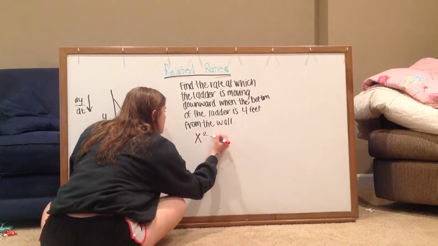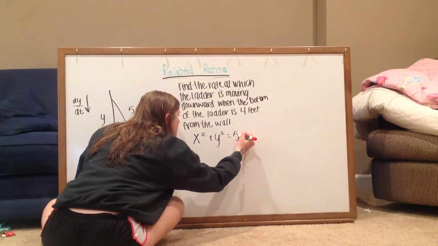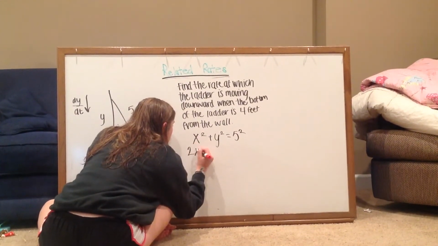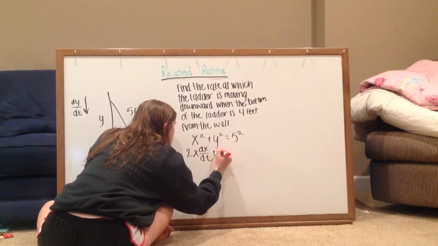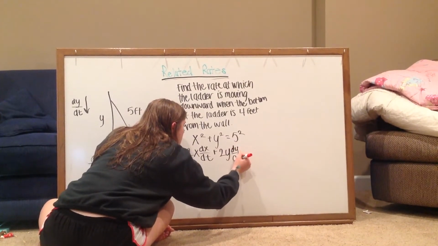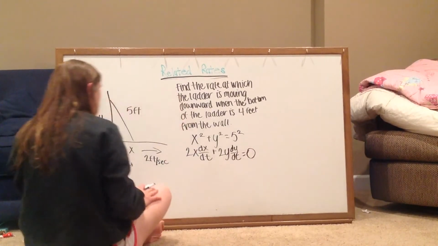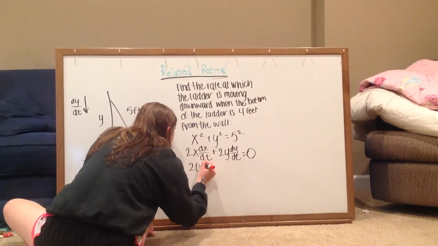The next step of the problem is to write out the equation that we will be using. The equation is x squared plus y squared is equal to 5 squared. We're then going to derive that equation with respect to time to get 2x times dx over dt plus 2y times dy over dt is equal to 0. Then we're going to substitute all of the known values into that equation.